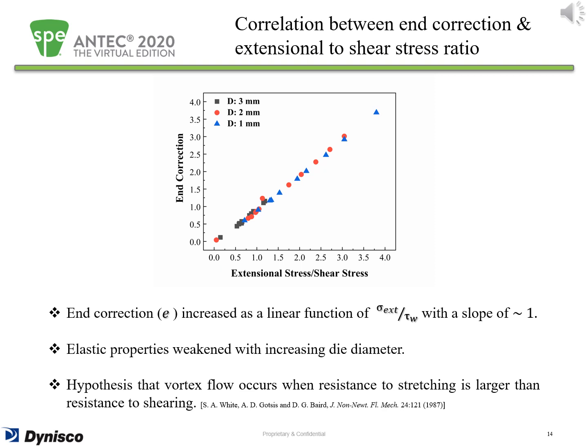Both extensional stress and end correction parameter are rheological significance of entrance pressure drop. These rheological parameters express the elastic behavior of a given polymer melt, and therefore some kind of correlations must exist between them. As can be seen from this figure, the end correction parameter increased as a linear function of extensional stress to shear stress ratio with the slope of nearly close to 1.